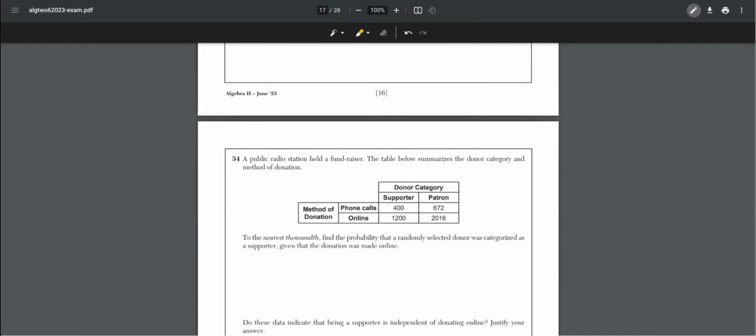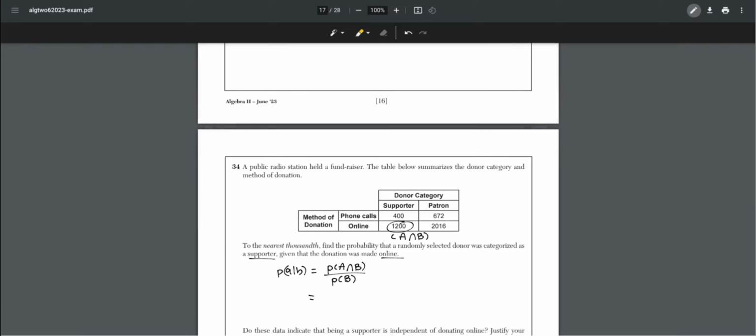Number 34. A public radio station held a fundraiser, and the table below summarizes the donor category and method of donation. To the nearest thousandth, find the probability a randomly selected donor was categorized as a supporter, given that the donation was made online. So we can just find this by finding the probability of being a supporter and being online, which is 1200, divided by the probability of donating online, which is 3216. That is equal to 0.373.